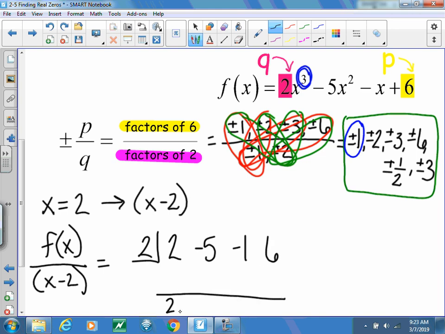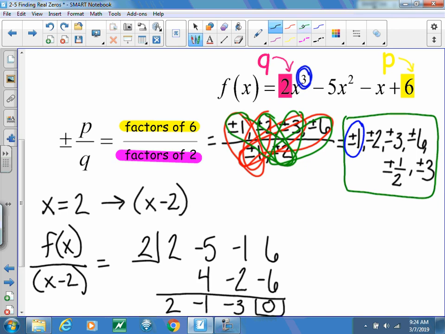All right, so bring down the 2. 2 times 2 is 4. Add, and I get negative 1. Negative 1 times 2 is a negative 2. Add, I get negative 3. Negative 3 times 2 is a negative 6. And so, oh, look at that. We get a remainder of 0, which is awesome for us.